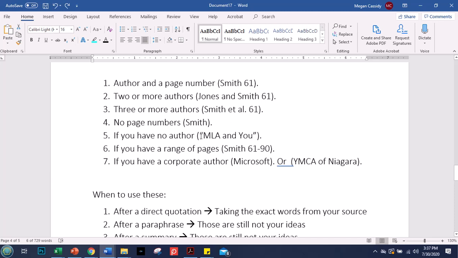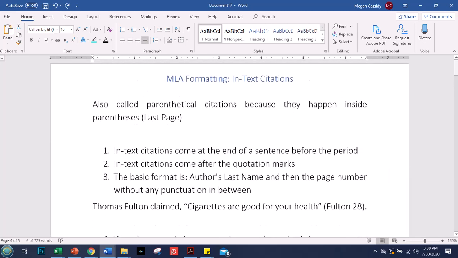If there's no author, the shortened title, and a page if it's available, the range of pages, and then the corporate author. And I think that if you have that, you'll be less likely to possibly get in trouble or have to have a discussion about possible plagiarism. So keep that in mind. And that is it for in-text citations.